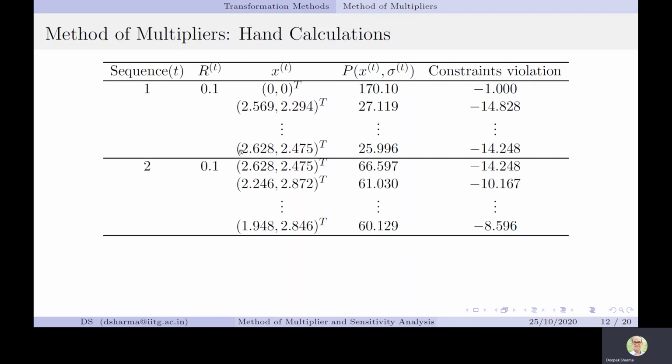Now in sequence number 2, R will remain the same. We are starting from the previous best point, which is 2.628 and 2.475.